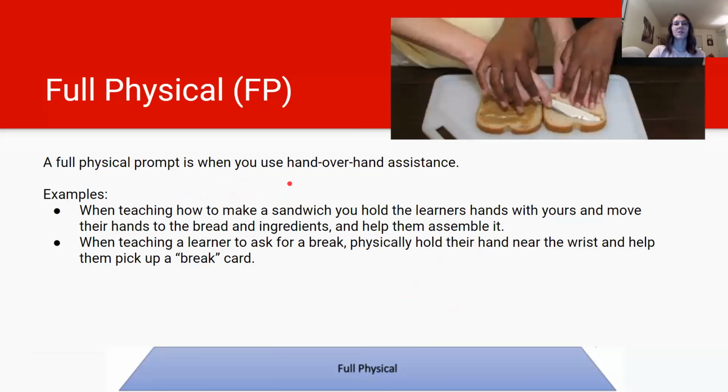So in full physical, it's hand over hand, just like is shown in this picture. If you're teaching a learner to make a sandwich, you would hold their hands and do it kind of for them as you assemble the whole sandwich. If you're teaching them to ask for a break, you would physically put their hand on a break card and help them exchange it to the teacher or whatnot. If you don't have a break card, you can also use full physical prompting to do the sign for break.